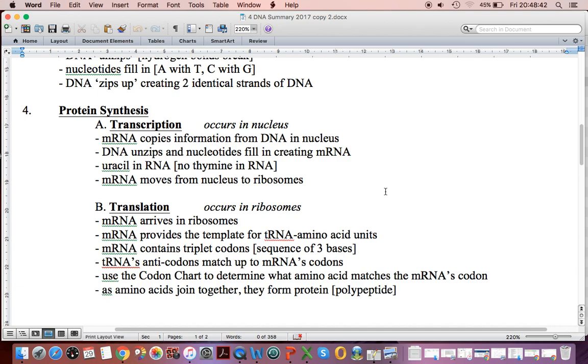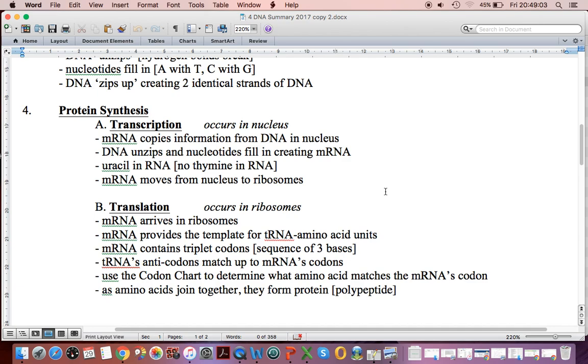But now, in the RNA, we have uracil with a U because there's no thymine in RNA. The messenger RNA, once it's made that copy of a section of the DNA, can leave the nucleus and fit through the nuclear membrane and get to the cytoplasm. And the DNA will zip back together.